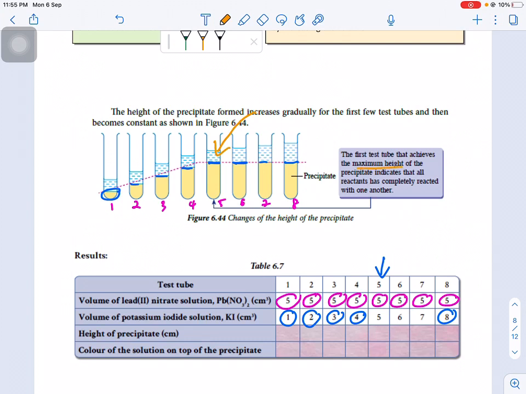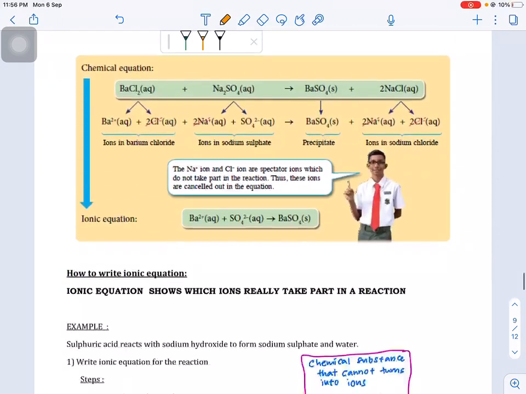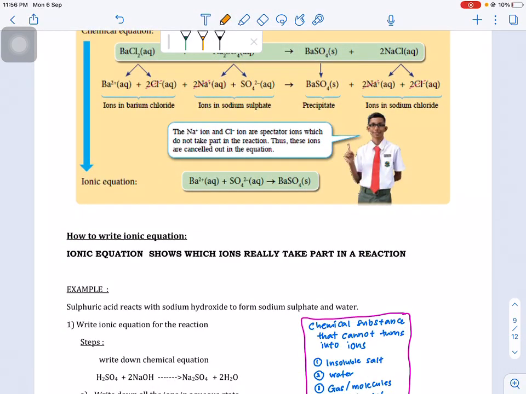The first test tube that achieve the maximum height of precipitate indicates that, apa maksud dia, all the reactants has completely reacted with one another. Meaning that kita ada lead nitrate secukupnya untuk react secukupnya dengan potassium iodide. Berapa secukupnya? In test tube 5, so ini adalah secukupnya lah, 5 cm cube of lead nitrate and 5 cm cube of potassium iodide. So this is mean by continuous variation method. Kita nak tahu berapa the exact volume bagi setiap satu reaktan yang perlu diguna pakai untuk bertindak balas dengan reaktan yang satu lagi. Okay, so that is from the experiment.